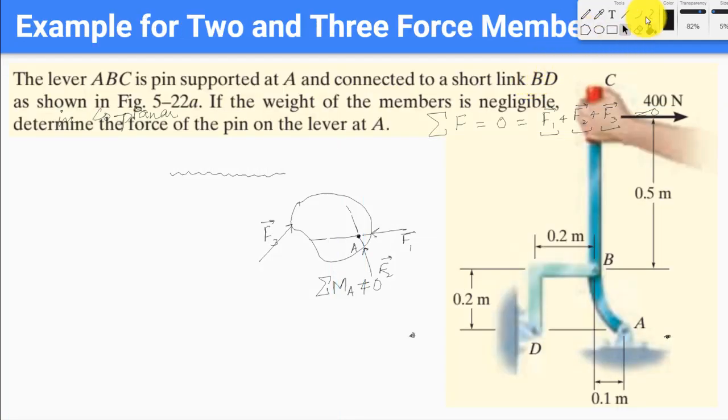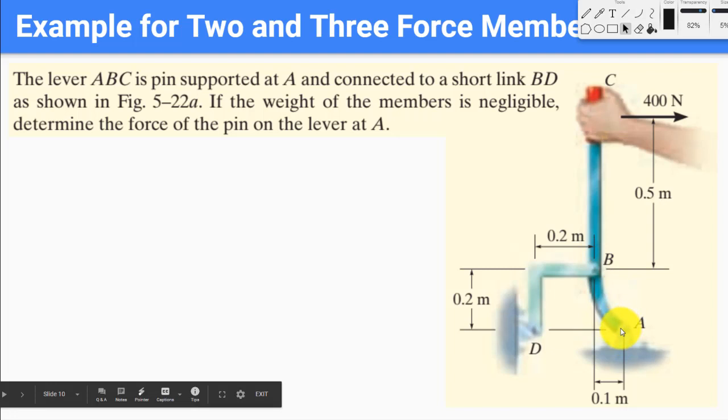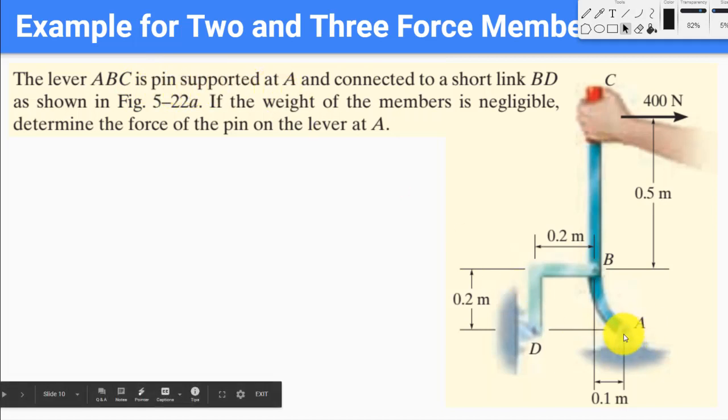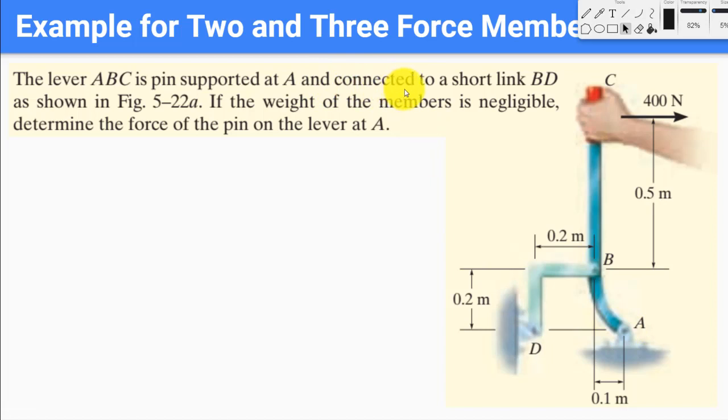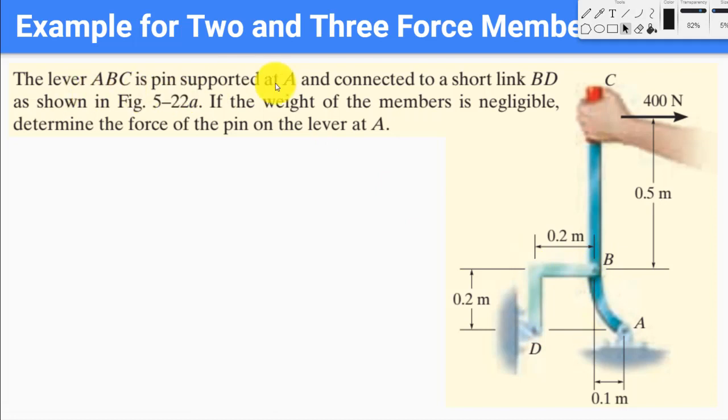So let's move on, and now we look at one example of how we can use the concept of two-force and three-force members to simplify our calculation. Here we have a lever ABC, the lever in dark blue color, which is pin supported at A. We have connected a short link BD, and the other side is also a pin support. If the weight of the members is negligible, determine the force on the pin on the lever at A.